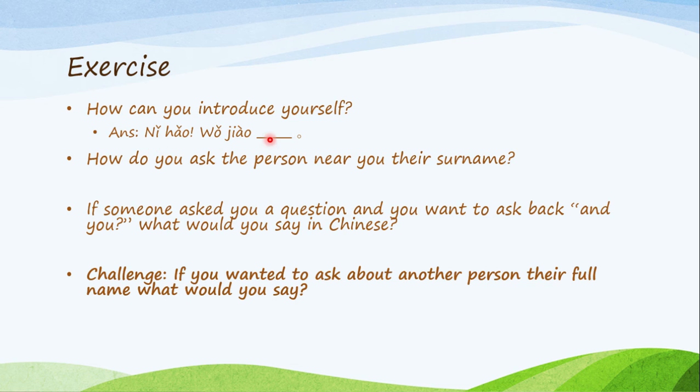你好，我叫 blank. So for me, it's you. So 你好，我叫 you. How do you ask a person that's near you their surname? Remember, 请问. 请问你贵姓? 请问 excuse me, 你 you, 贵姓 honorable surname. Excuse me, what's your surname? If someone asked you a question and you want to ask back, and you, what would you say in Chinese? Remember, and you? You have to have 你呢.